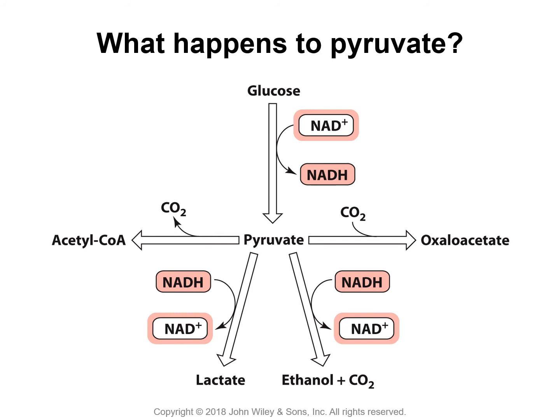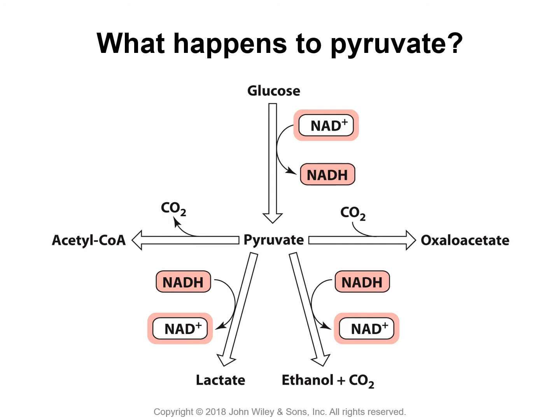Now, what happens to the pyruvate? That is a good question. It can convert to other substances. In here, it can convert to a 2-carbon acetyl group linked to the carrier coenzyme A. And then acetyl-CoA may be further broken down by the citric acid cycle or used to synthesize fatty acids. In muscle, however, pyruvate is reduced to lactate to regenerate NAD plus for glycolysis. Yeast degrade pyruvate to ethanol and CO2.